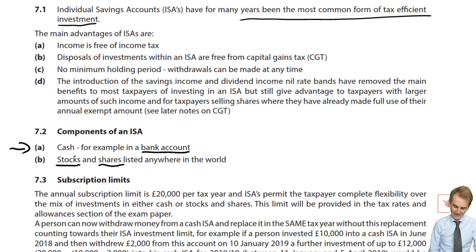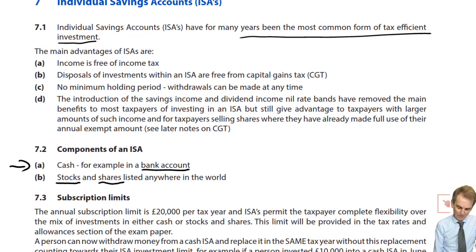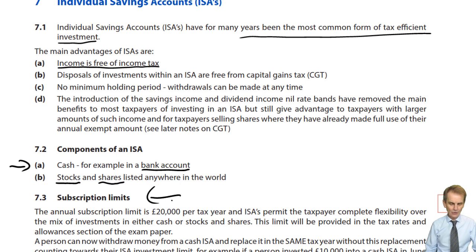Let's see what we've got. The main advantages, as we know: income is free of income tax, whether it's interest income or dividend income. There's no limit like there is on a savings income nil rate band or dividend income nil rate band in terms of the income derived from the ISA. Where the limits apply is how much in each tax year you're allowed to invest in an ISA, and that's the bit that will come in down here, the subscription limits. So income is free of income tax.